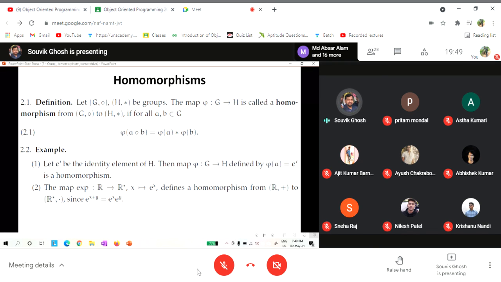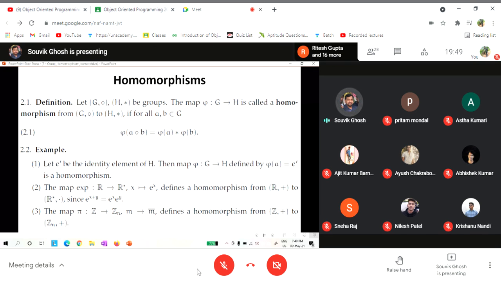So that means it is a function from the set of real numbers to the set of positive real numbers. This is also a homomorphism. You can check that e to the power X times e to the power Y is equal to e to the power X plus Y. Since this holds, we know this is a homomorphism also.